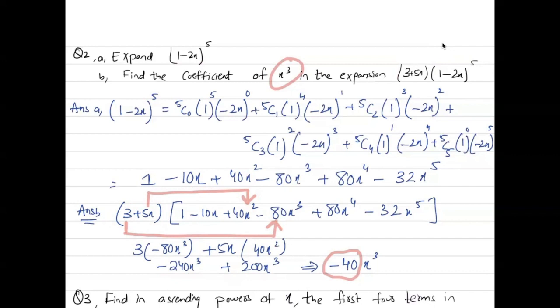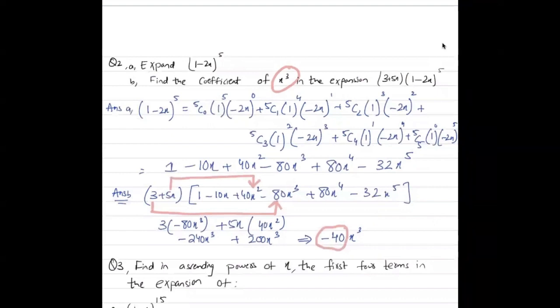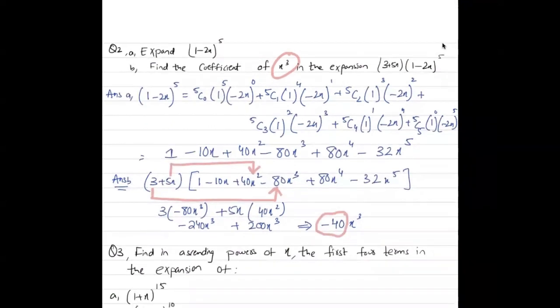So the idea is that when we are going to multiply these two brackets, there is going to be a term in x cube whose coefficient is going to be negative 40. Are we clear with this? Yeah, understood. Yes, sir. So, sir, in exam, I'll do like this. Yeah, exactly.